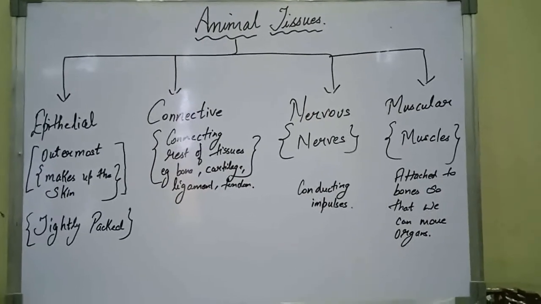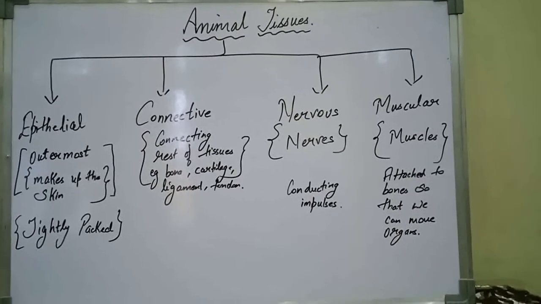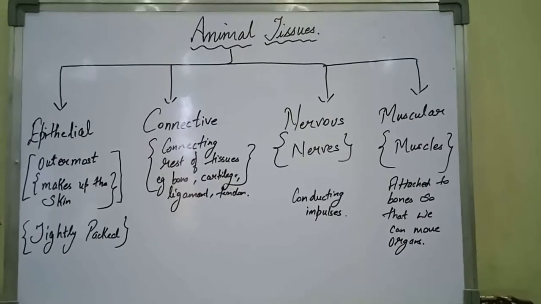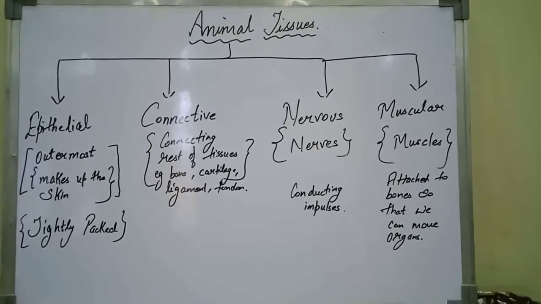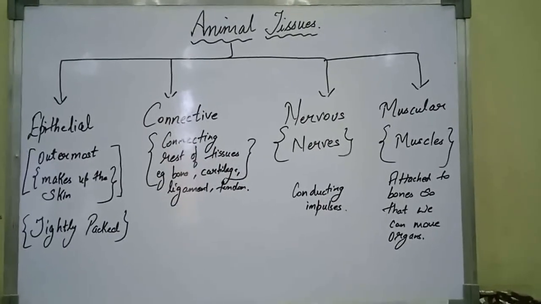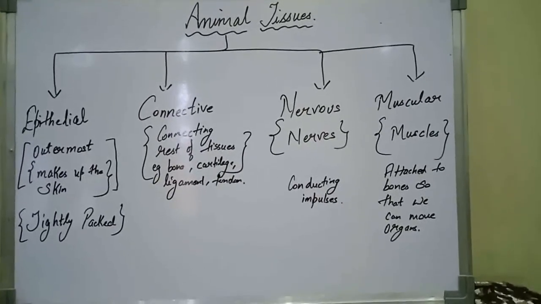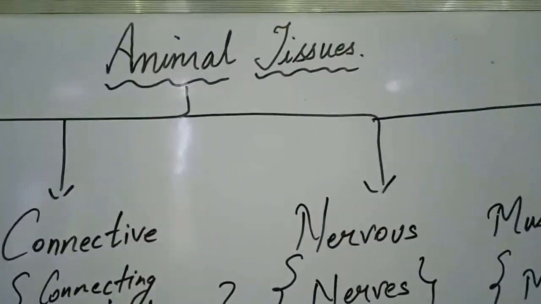In our previous videos, we have discussed chapter number 1, that was about plant tissues. Now, in this video, we are going to discuss chapter number 2 of biology, that is animal tissues. So, first of all, before discussing what animal tissues are, let us revise the meaning of the tissues which you have studied in the chapter number 1 video. So, what are tissues?